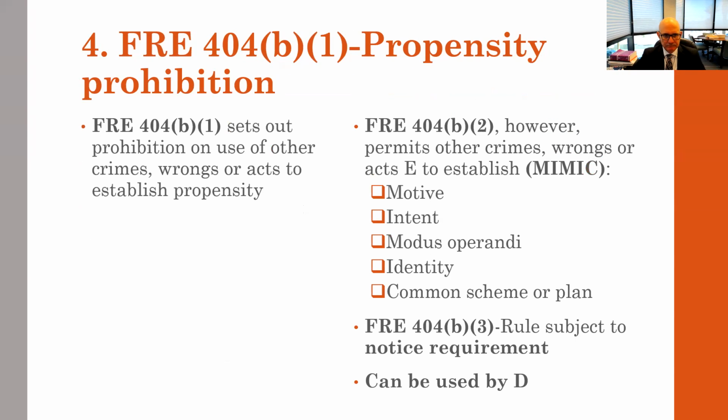Okay, now let's remember, of course, that the propensity prohibition covers prior bad acts. Let's remember also that Rule 404(b) permits evidence of prior bad acts if they come in to show motive, intent, modus operandi, identity, etc., typically used by the prosecution, but we can also use it in the right case against an informant, against a government witness, etc.